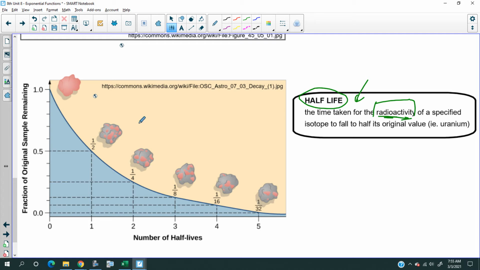The other thing it suggests is that as time goes on, you never really reach zero radioactivity. It's always approaching zero, and perhaps it's vanishingly close, but it never really reaches zero. So you notice here we start with 1/2, and each is half of the previous number. And when you graph that, you get a curve. You get an exponential curve, actually.